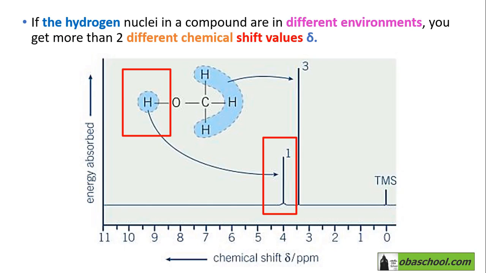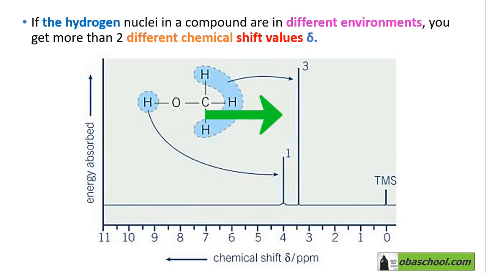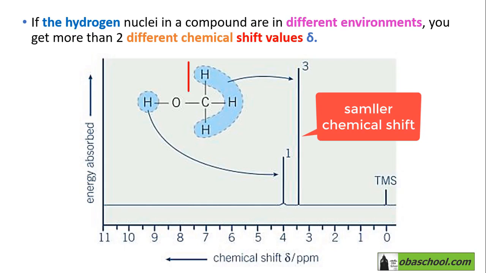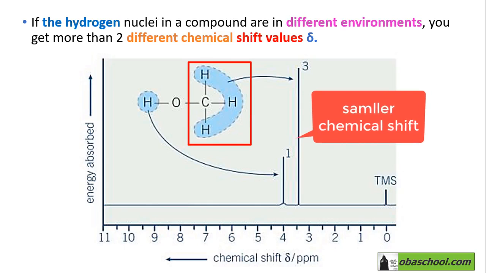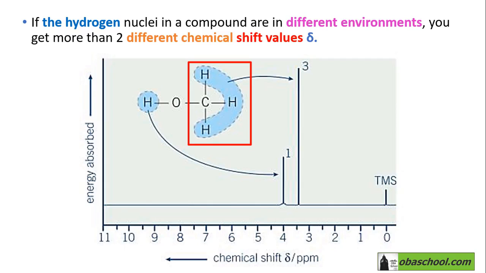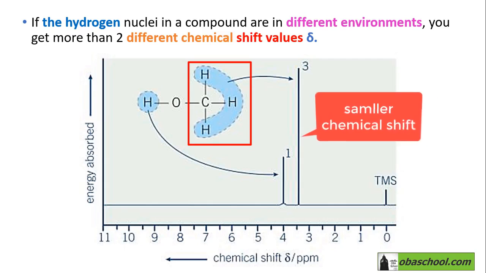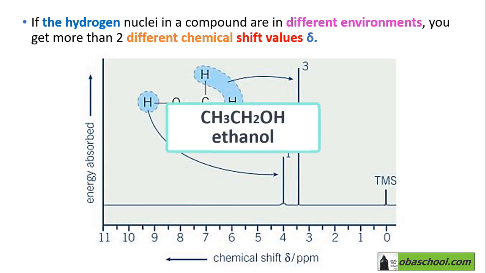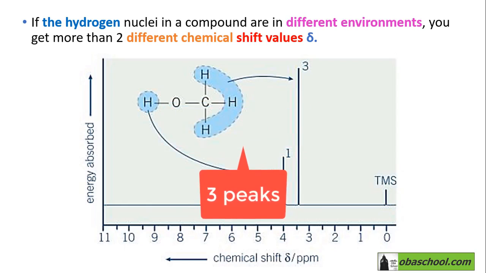In general, the further away a hydrogen atom is from an electronegative atom, such as oxygen, the smaller its chemical shift. Example here again, the three hydrogens, they are away from the oxygen. That's why they have a smaller chemical shift than the other hydrogen. In ethanol, CH3CH2OH, there are three values, for example, and so on. It depends on the chemical compound we have.